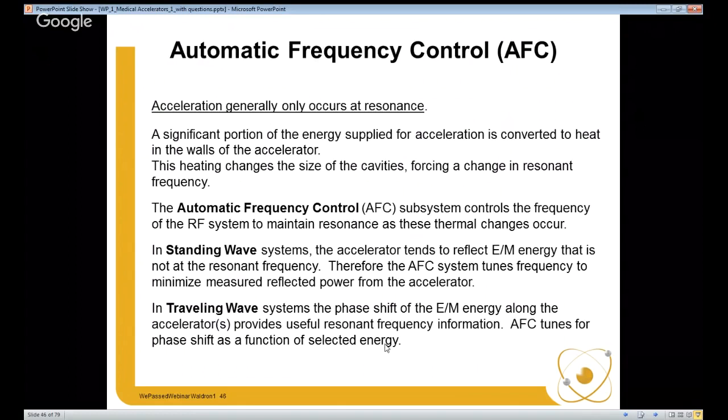On a traveling wave accelerator, these do not reflect a lot of RF power back out. They're a very well-matched load. They don't have a lot of the issues that a standing wave system has in terms of managing the RF. And what we can do here is monitor the phase shift of the electromagnetic wave at different points along the accelerator and then use that information in order to tune to the correct frequency for the selected energy.